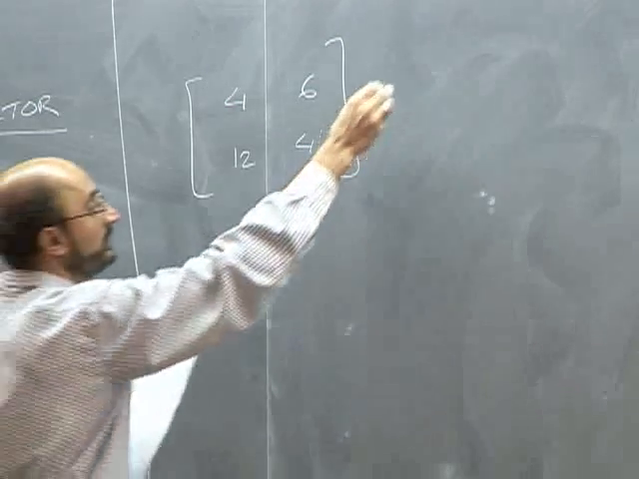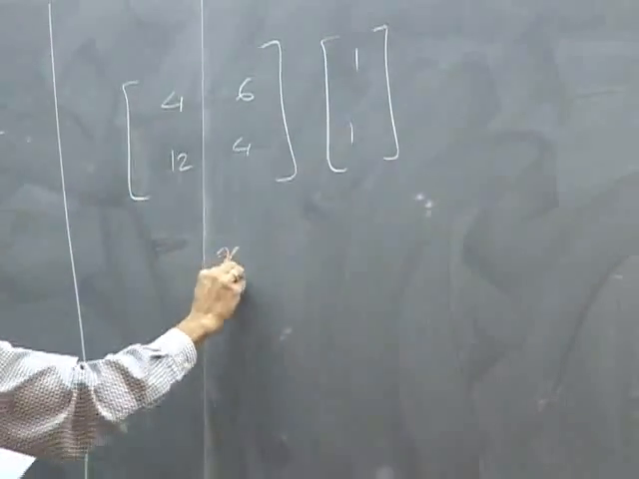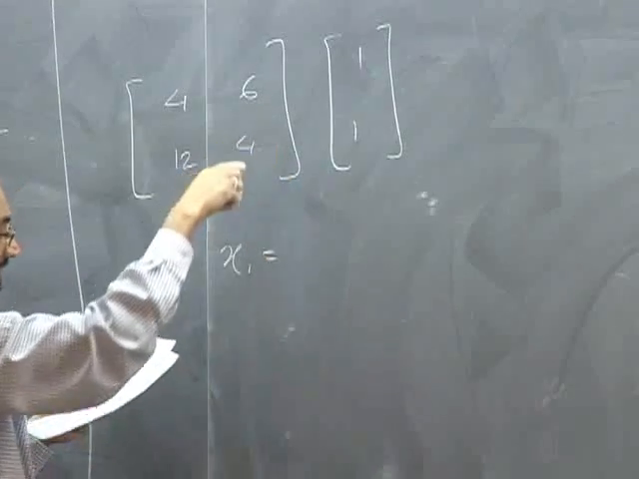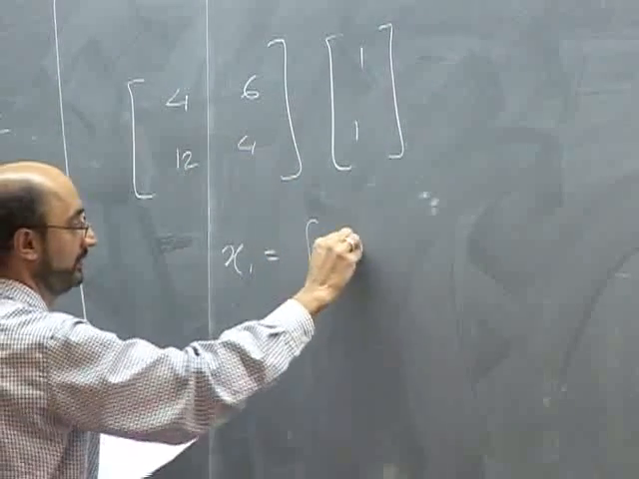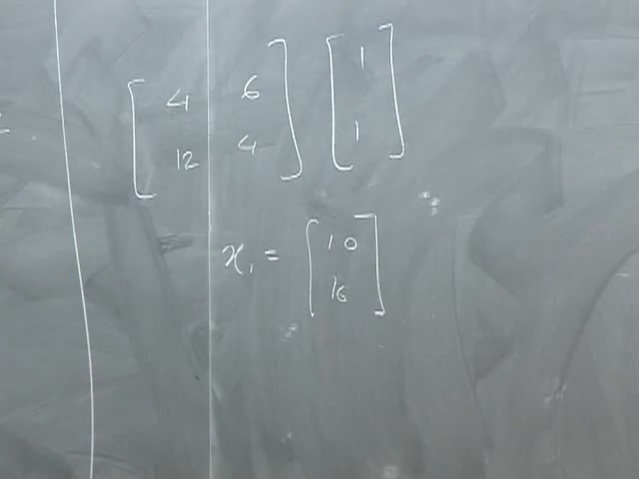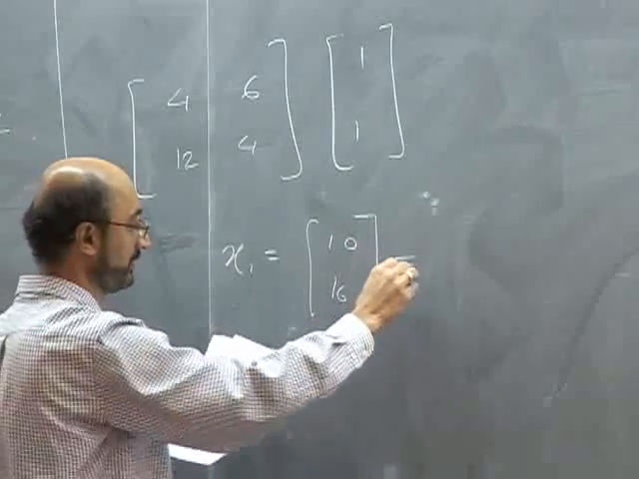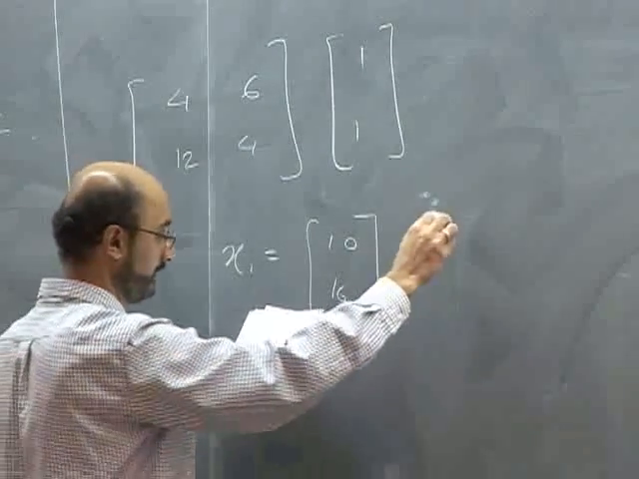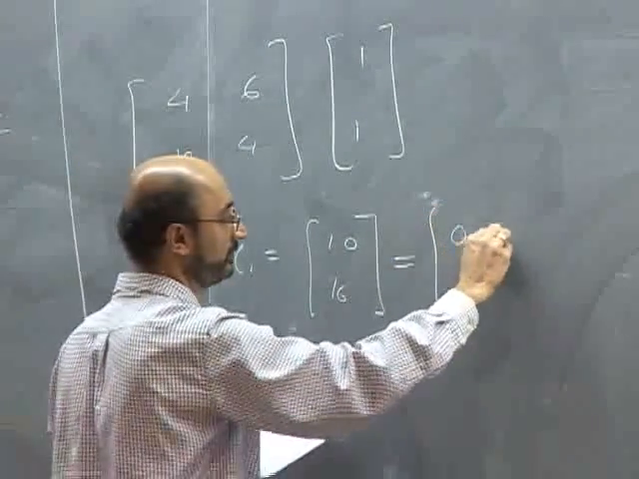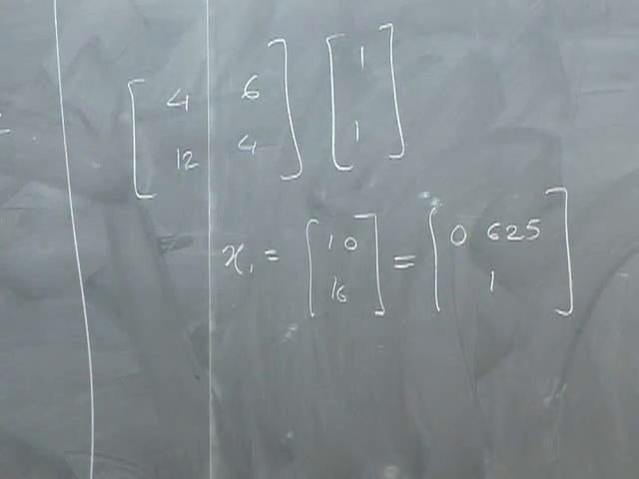Okay, then let me start with the initial value 1, 1, and then x1 is going to be just the sum, so it's going to be 10, 16. Okay, so I need to renormalize this, right? Which means I've got to make this look like 1, so I change it to 0.625, 1. Okay, so that's the renormalization step.